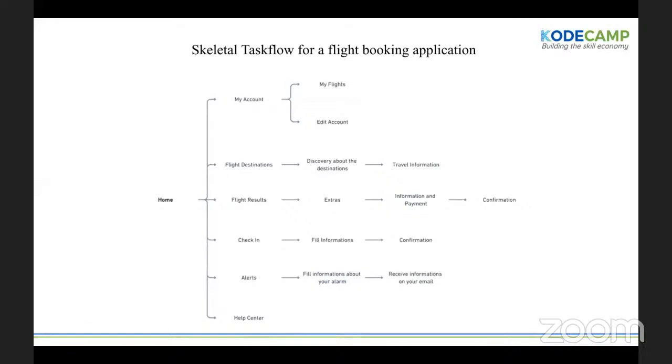Home, my account, my flights. You just know that from my flight, it could be checkout at the end. Maybe all of this could lead down to confirmation. So that is the answer for a task flow. And then the other question was, let me see.